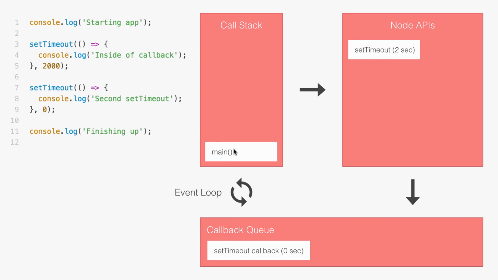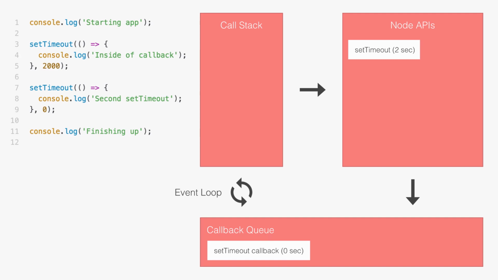The next thing that happens is we run our console.log statement, which prints finishing up to the screen. This is the second thing that shows up in the terminal. This statement runs, our main function is complete, and it gets removed from the call stack. At this point, the event loop says, hey, I see that we have nothing in the call stack, and we do have something in the callback queue. So let's go ahead and run that callback function.